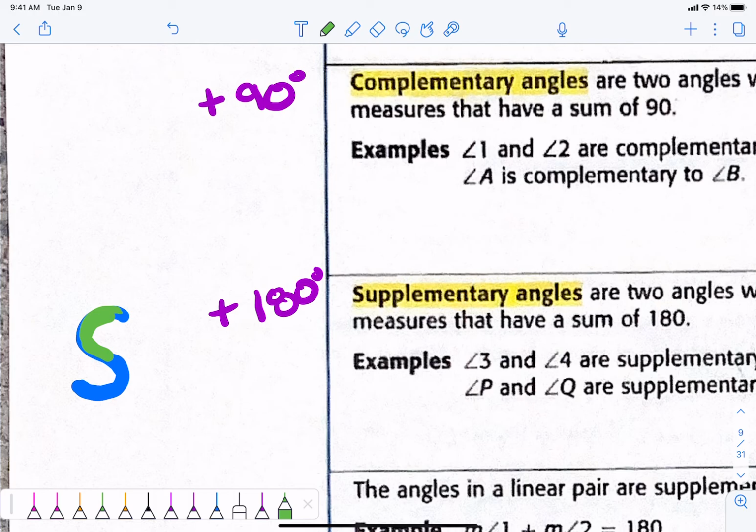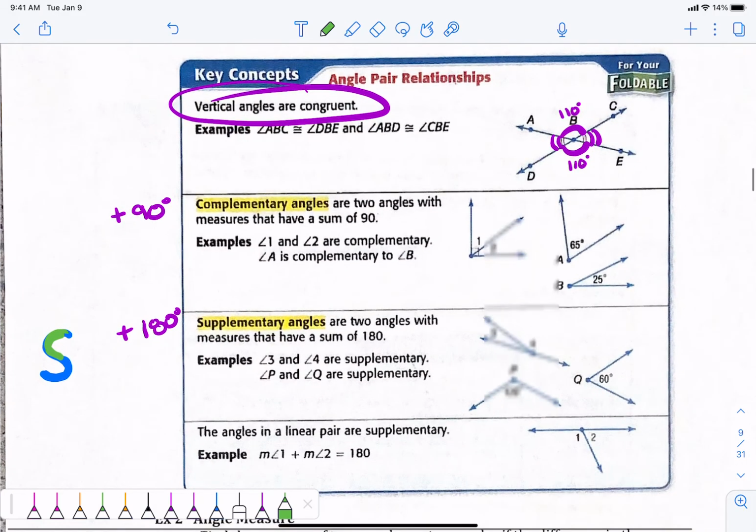So anyway, 90 is half of 180, C is half of an S, right? Anyway, so that's how you can remember. 90 is the complementary, 180 is the supplementary.